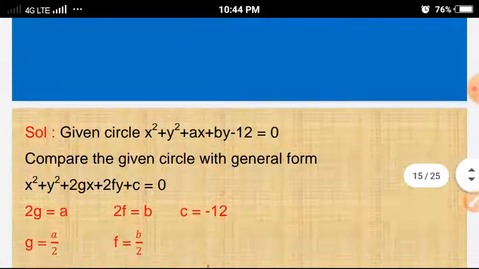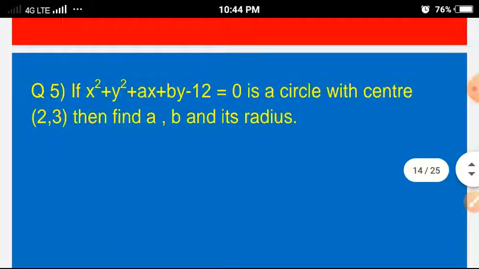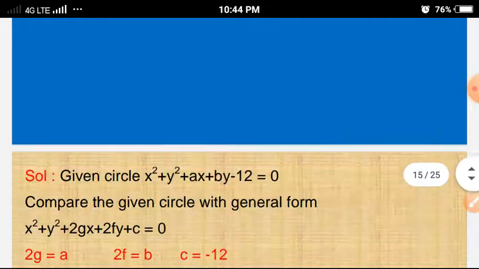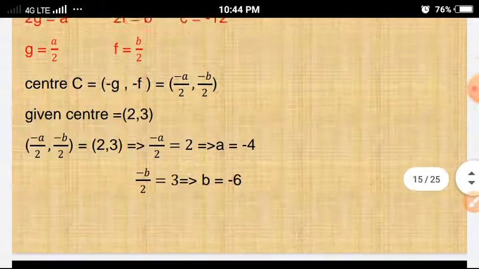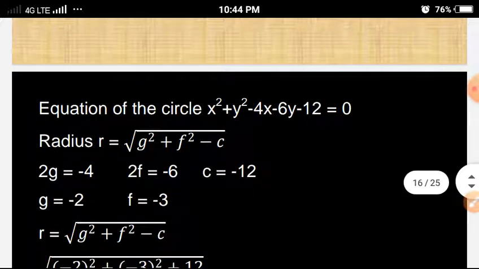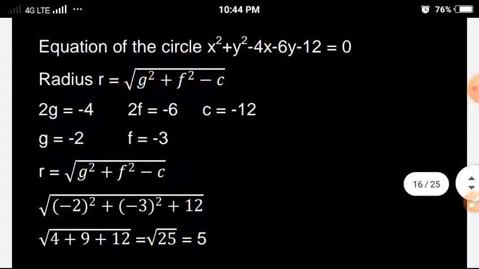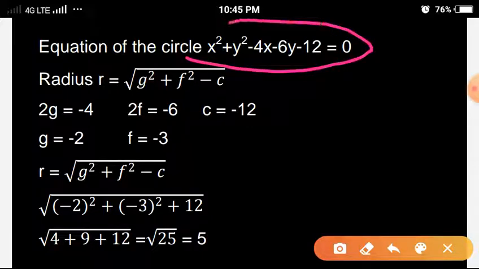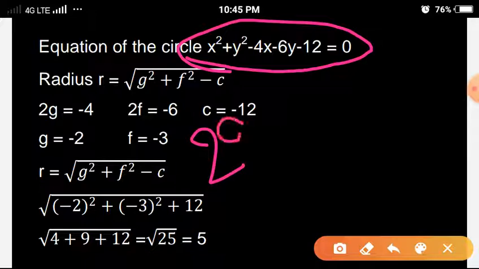In the question, first they asked to find the values of a and b. Here we found the values of a and b. We get the a value as minus 4 and the b value as minus 6. Later we have to find the radius of this circle. By rewriting the circle, we get x square plus y square minus 4x minus 6y minus 12 is equal to 0. Later we find the radius. 2g is equal to minus 4. How do we get the g value?